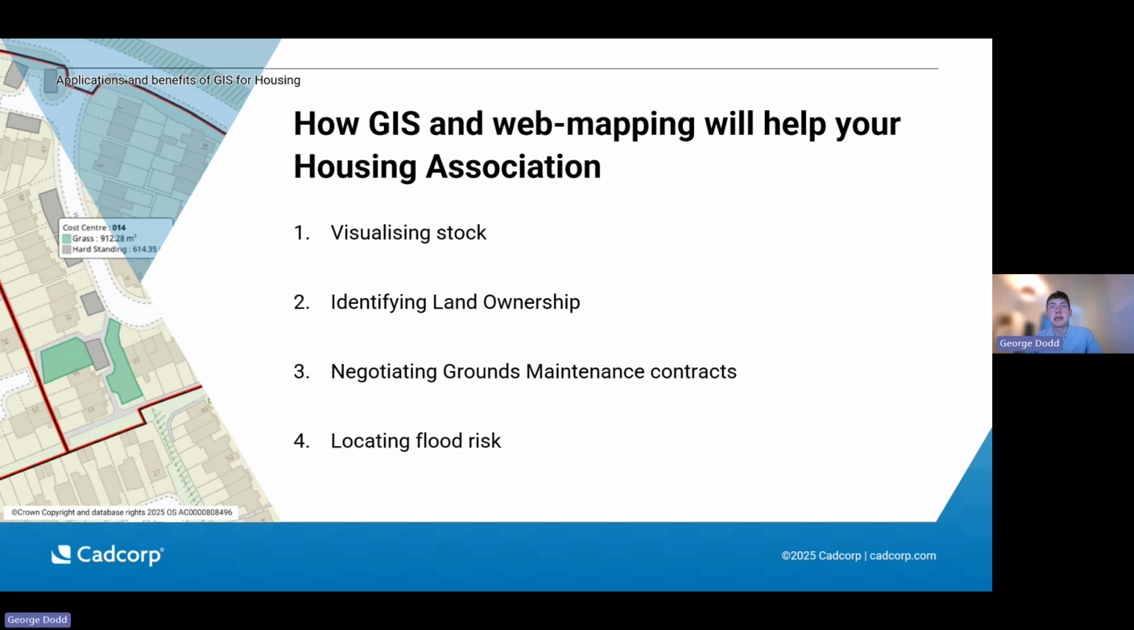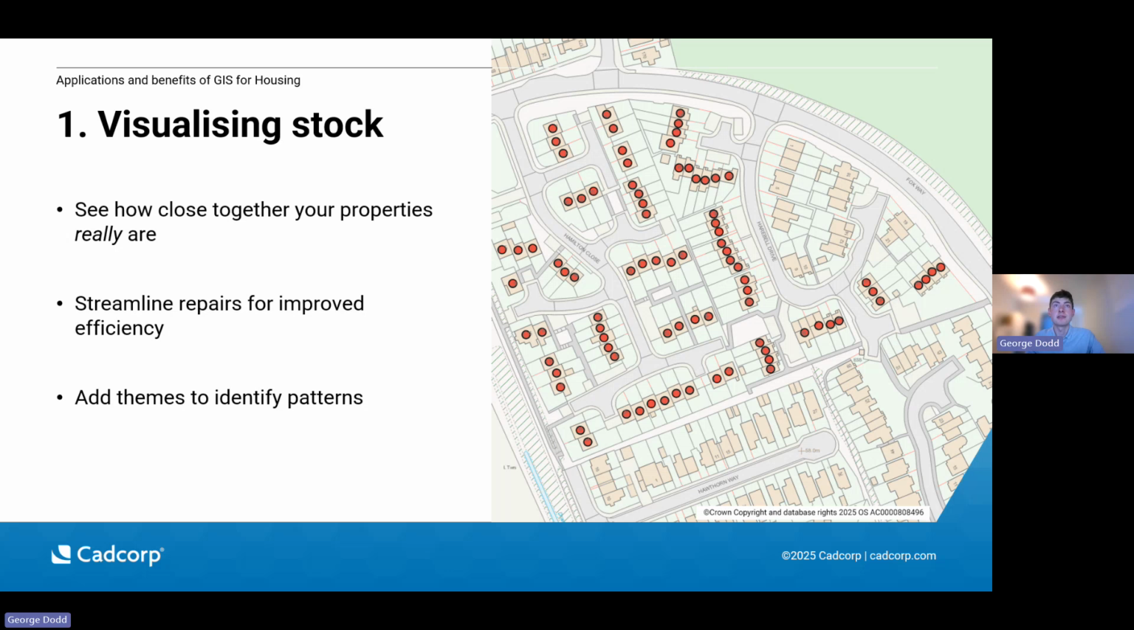So now you've got a good idea of what GIS is, we're going to move on to the next part of today, where we'll look at some of the ways that GIS and web mapping will help your housing association by looking at 4 common use case scenarios. These are visualizing stock, identifying land ownership, negotiating grounds maintenance contracts, and locating flood risk. So visualizing stock.